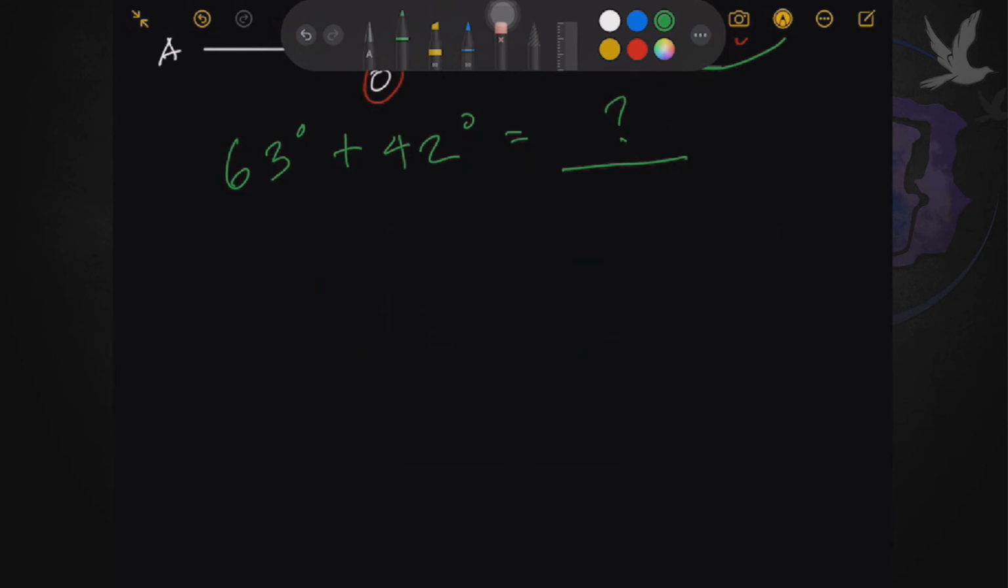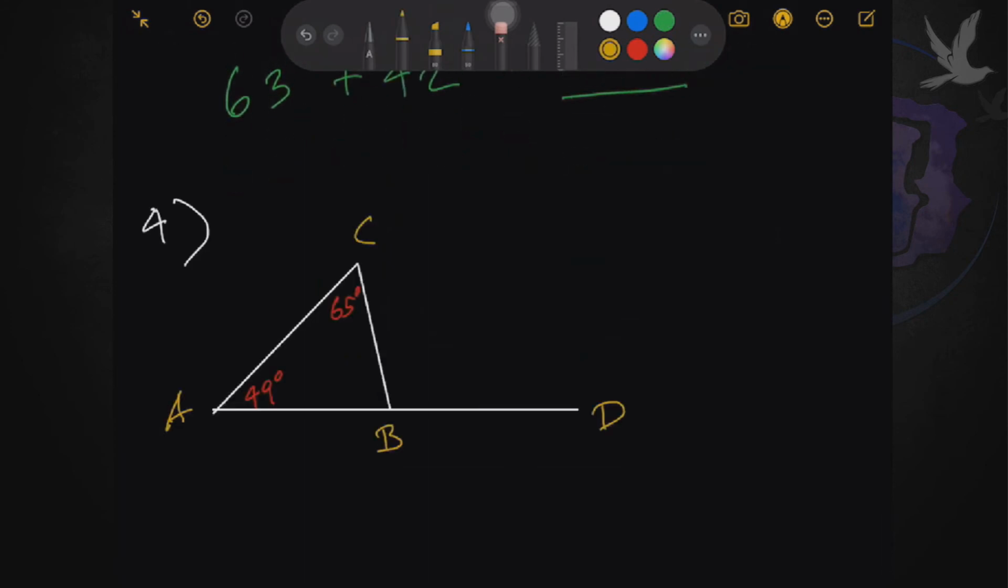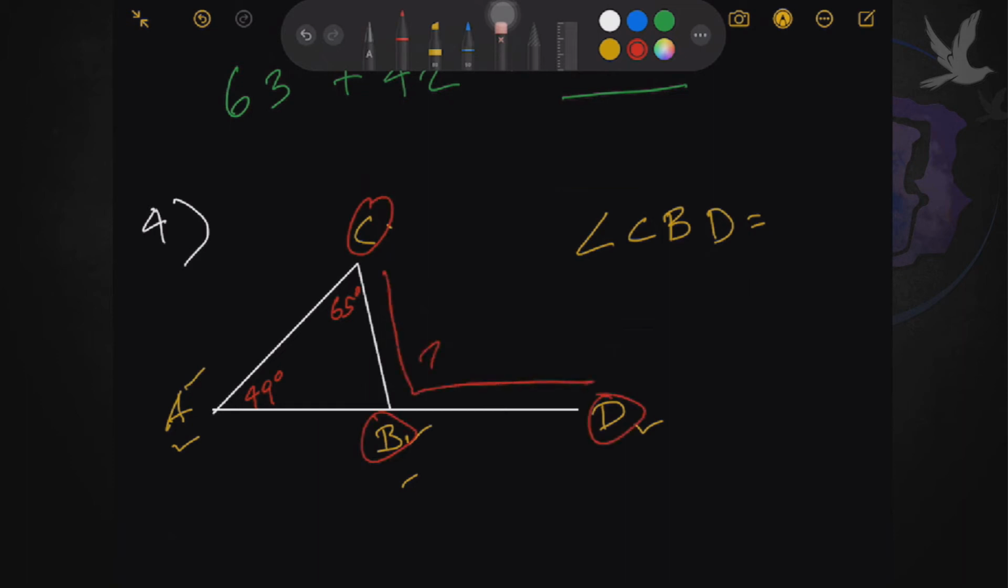For number 4, okay, so sa number 4 ninyo, reading the information muna, ABC is a triangle. So we have A, B, and C here that forms a triangle. And ABD, A, B, and D forms a straight line. And you are tasked to solve for angle CBD. Find angle CBD. So, saan yung si CBD? We have CBD. This one. You're tasked to solve for this angle over here. Okay? So, yan ang sinasolve natin dito.